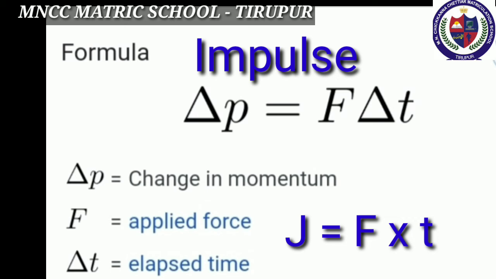Impulse is also represented by the letter J. J is equal to F into t. Otherwise, J is equal to del P. Impulse is also equal to the magnitude of change in momentum. Its SI unit is kilogram meter second power minus 1 or Newton second.